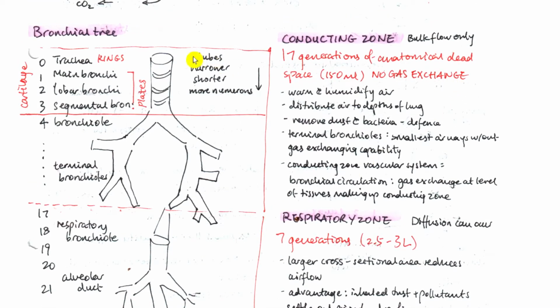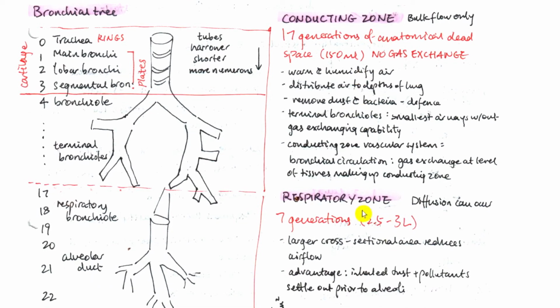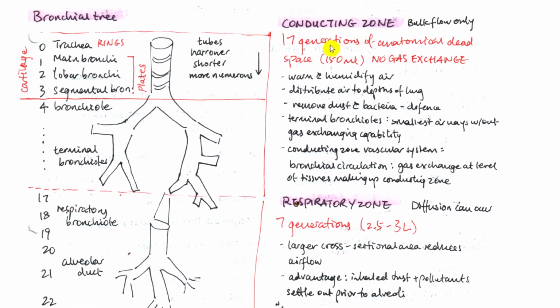Now, these generations are split into the conducting and the respiratory zone. So the conducting zone is the first 17 generations. This is where only bulk flow happens, and it's called anatomical dead space. So it's a very small space compared to the respiratory zone because of all the branching and the alveoli that expand down here. The first 17 generations of the conducting zone is 150 milliliters only. No gas exchange takes place here, and there's bulk flow through this area.